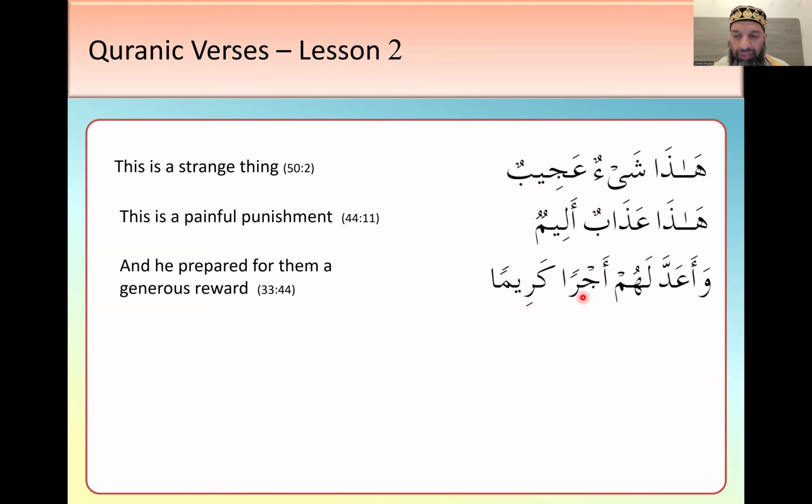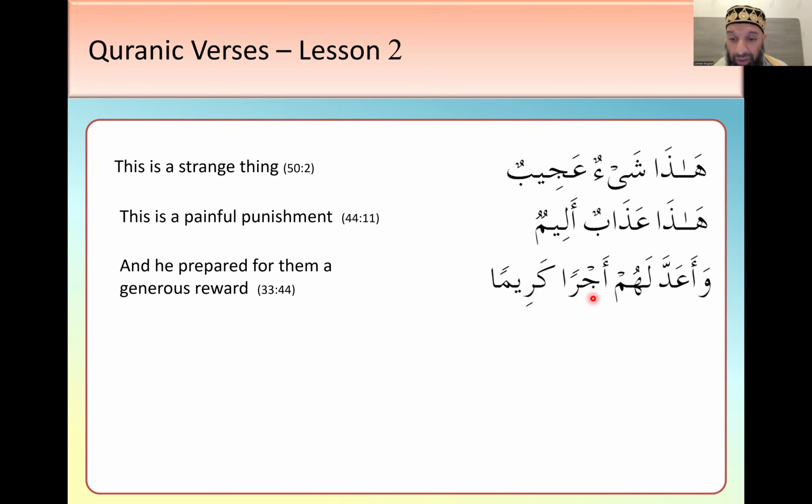Ajran. I think we did ajran in last week's vocabulary. Ajran means a reward. Kariman means generous. In English we would say generous reward. In Arabic we say reward generous. We say the noun, and then its description comes afterwards.